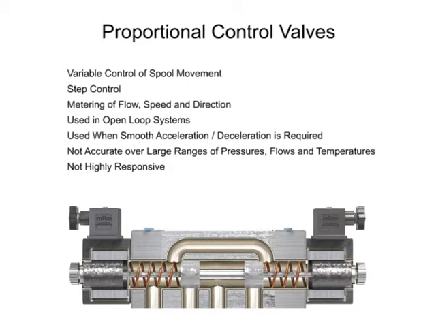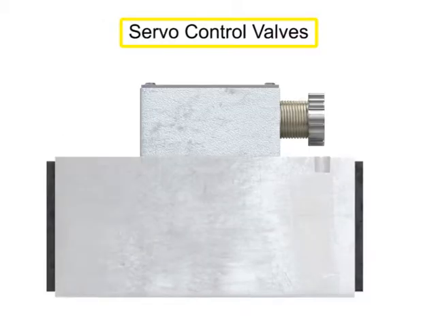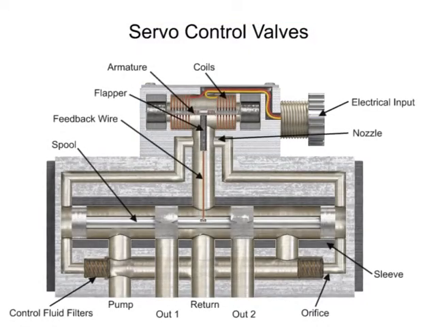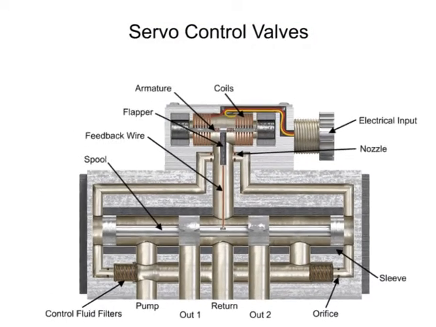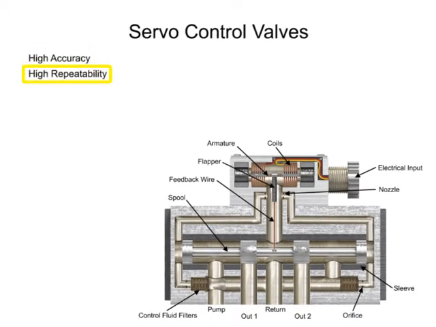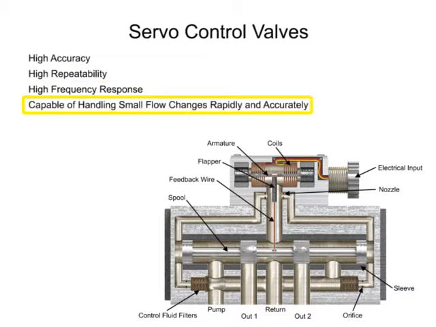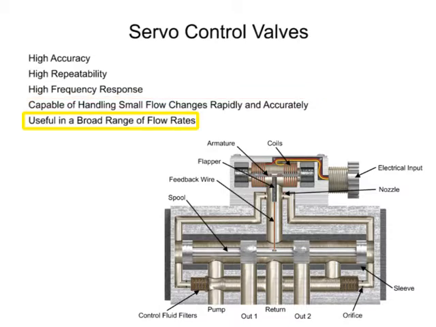Proportional valves offer a variety of machine cycles, which can safely be operated at greater speeds and result in improved machine cycle times and production rates. The third type of hydraulic directional control technology is called the servo valve. First developed in the 1940s, servo valves operate with very high accuracy, repeatability, and high-frequency response. Servo valves are highly responsive and capable of handling minuscule flow changes both rapidly and accurately over a broad range of flow rates, but at an extra cost.